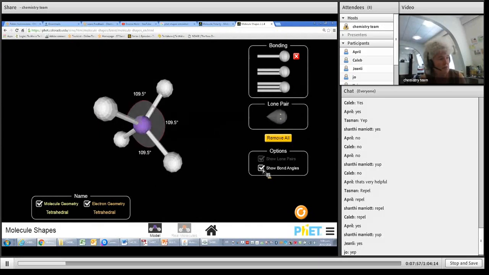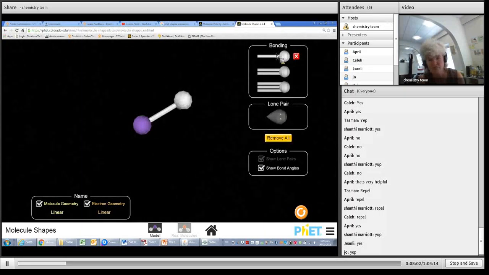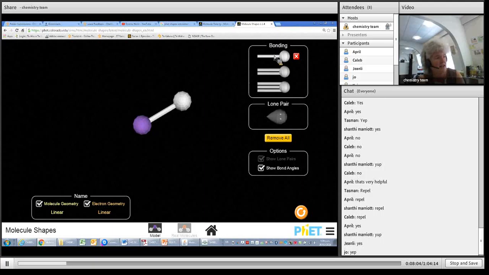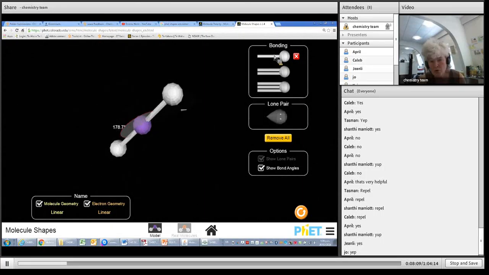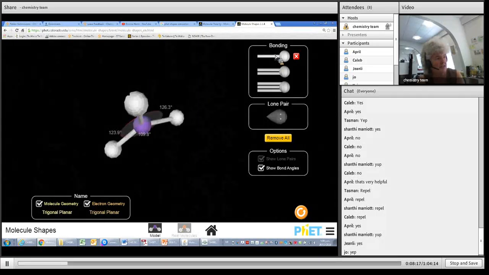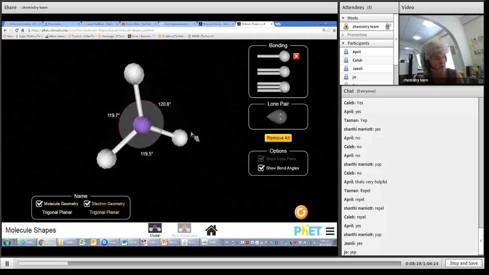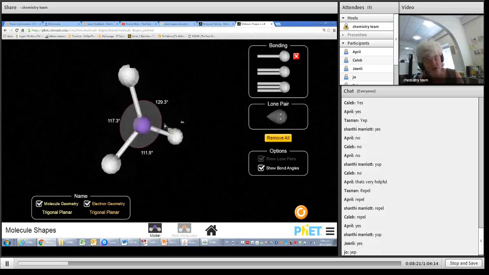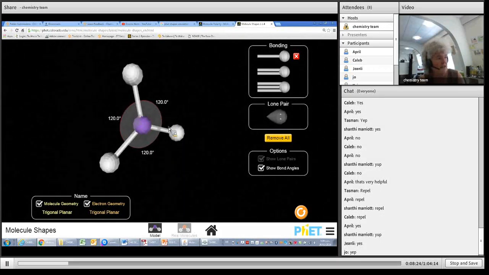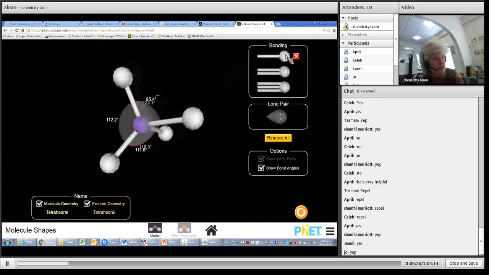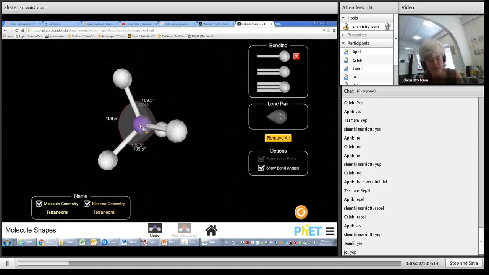So if I went back to there and I just added bonds, okay, that's obviously linear because two atoms have to be linear, there can't be anything else. Okay, three atoms, if there are no non-bonding pairs, will also be linear, 180 degrees, trigonal planar. And notice the bond angles can change as you move them, but it'll always go back to 120 when it settles down. And then the tetrahedral is 109.5, and I can carry on to 5.